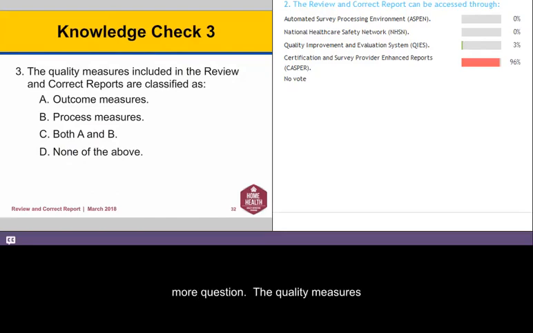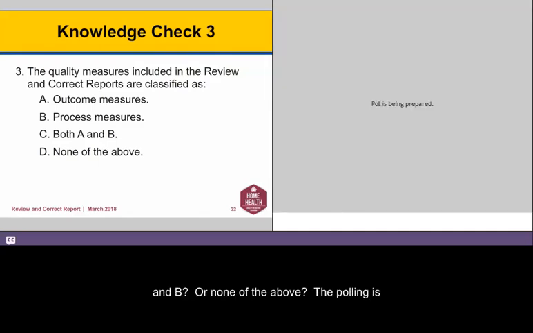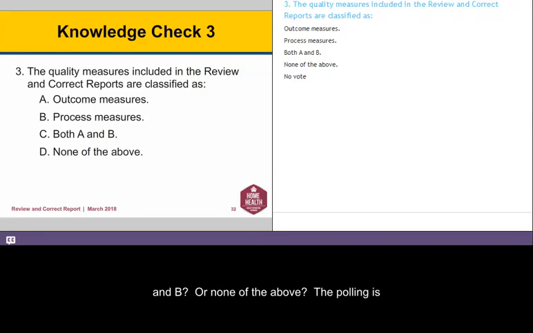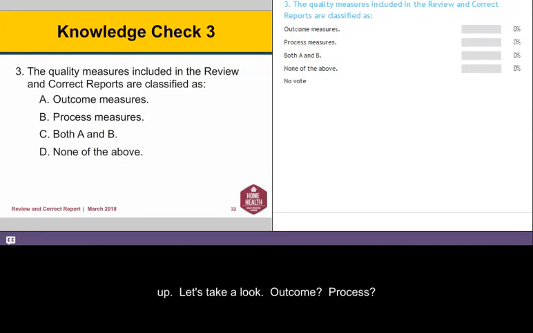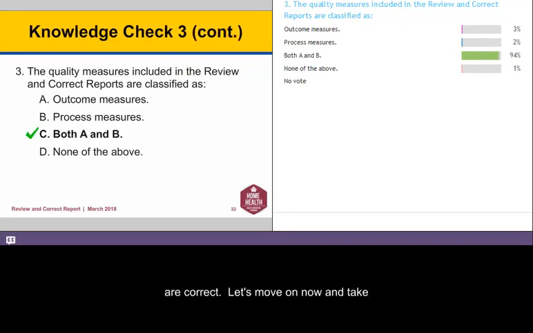Let's move on to one more question. The quality measures included in the Review and Correct reports are classified as outcome, process, both A and B, or none of the above. The polling is up. Let's take a look. Outcome, process, or both? 92% are saying that it is both process and outcome measures, and they are correct.